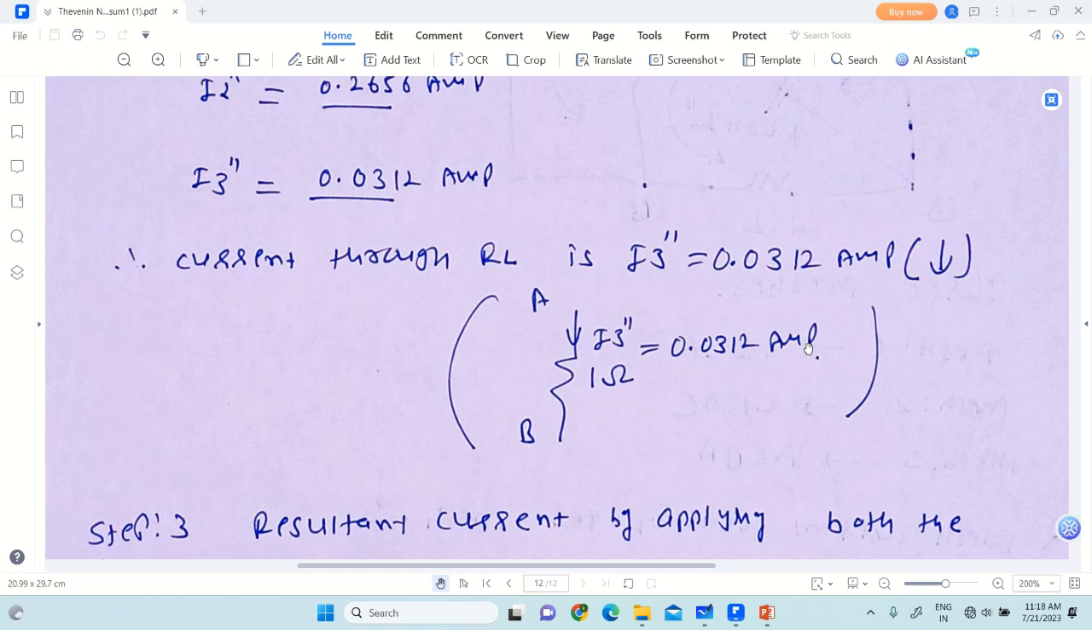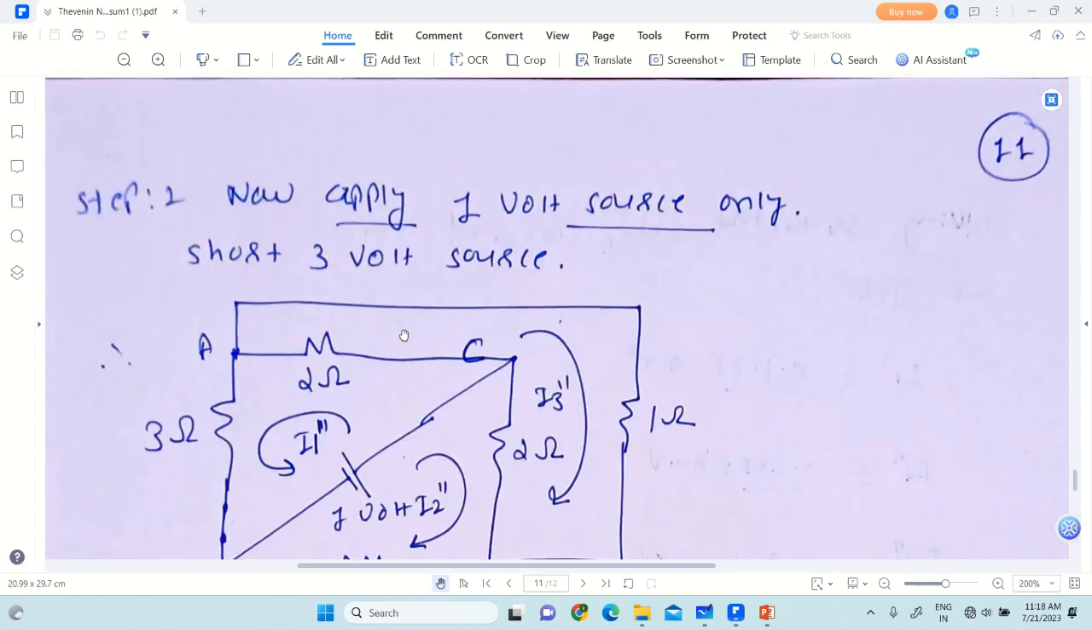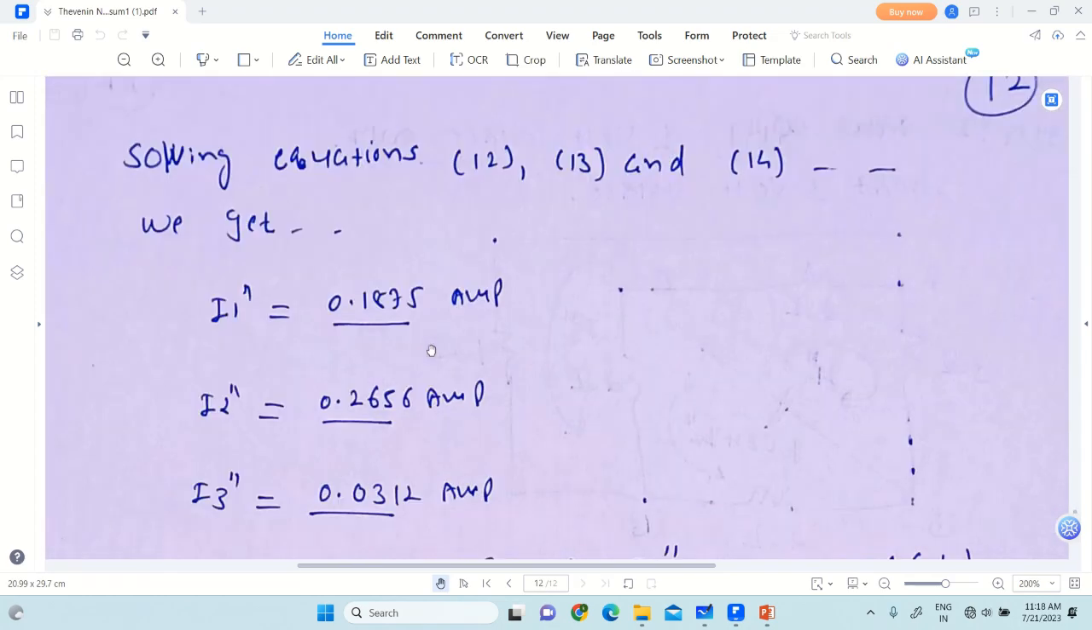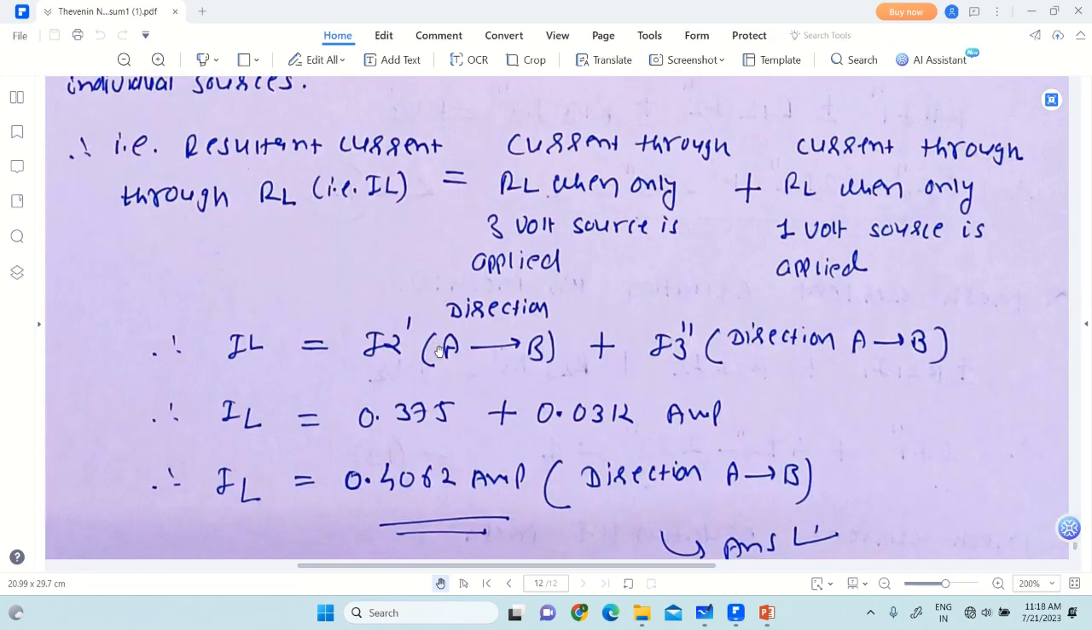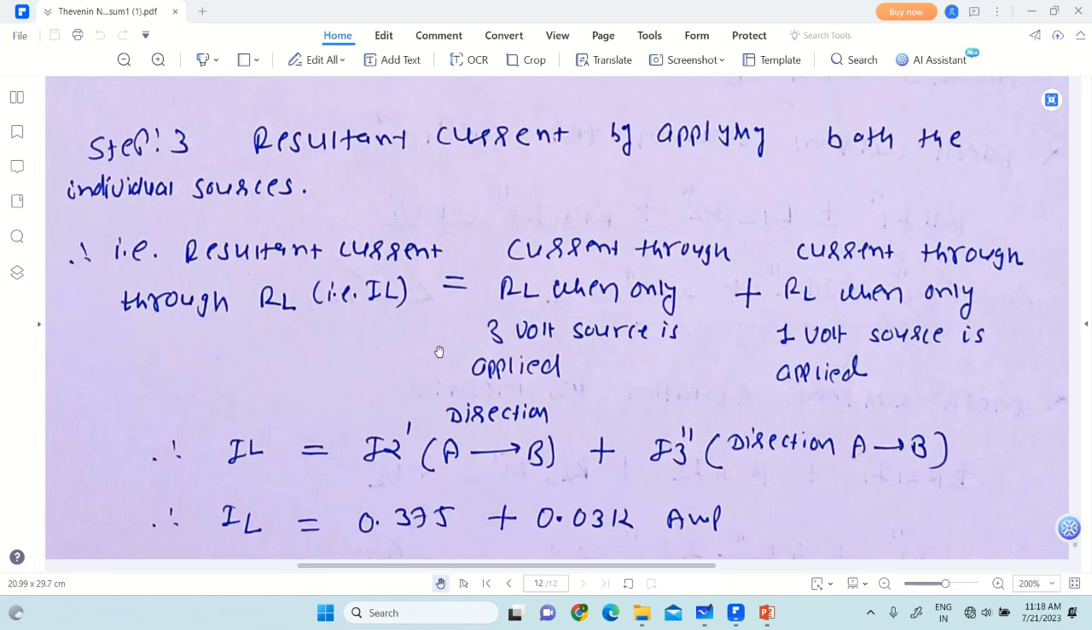So now what we had done so far, we had at a time apply one energy source and we got the response. Then we apply another energy source and we get the response, right? So one by one we apply one energy source at a time, right? So now there were only two energy sources, so steps are complete. Now in step number 3, take the algebraic additions of the responses which have been obtained by applying the one energy source at a time, right? So step number 3, resultant current.